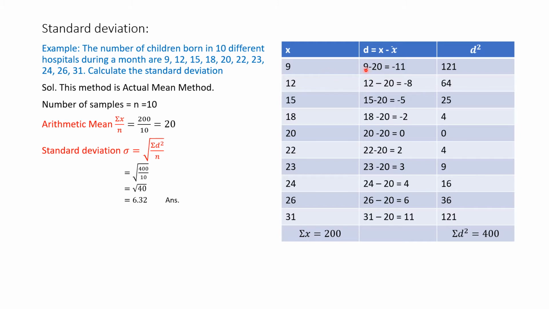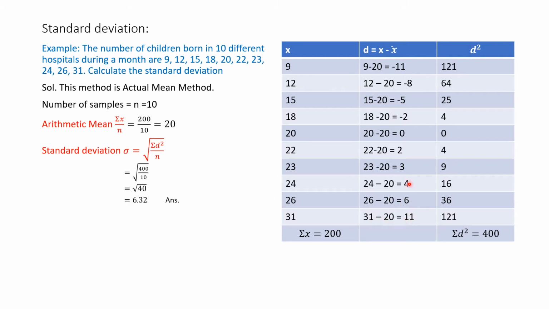That is 9 minus 20, equal to minus 11. 12 minus 20 is minus 8. 15 minus 20 is minus 5. 18 minus 20 is minus 2. 20 minus 20 is 0. 22 minus 20 is 2. 23 minus 20 is 3. 24 minus 20 is 4. 26 minus 20 is 6. 31 minus 20 is 11.